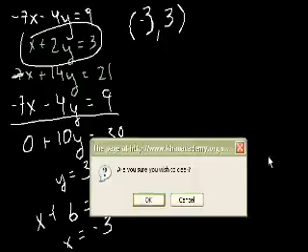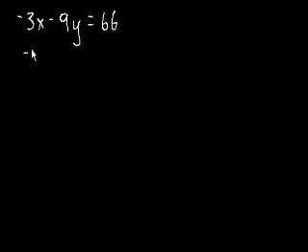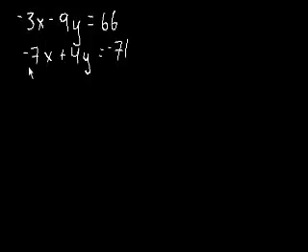Let's do one more. Hope this one's harder. I think it will. Okay, so it's negative 3x minus 9y is equal to 66. We have minus 7x plus 4y is equal to minus 71. So here it's not obvious. So what we have to do is, if we want to cancel out the y's first, we try to make both of them equal to the least common multiple of 9 and 4. So if we multiply the top equation by 4, we get, I'll do it right here.